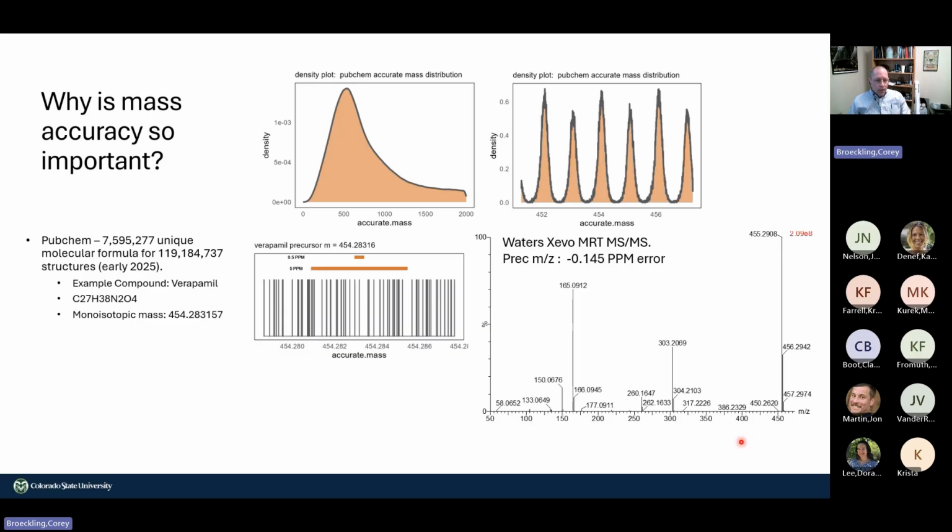Now, what you can do is look at all of the formulas in PubChem and plot their monoisotopic mass, which I plotted as vertical lines here. So every one of these vertical lines is a formula at its accurate mass. At 5 parts per million mass error, which is this bar right here, there are about 35 formulas it's consistent with. At 0.5 ppm mass error, there are only 2.